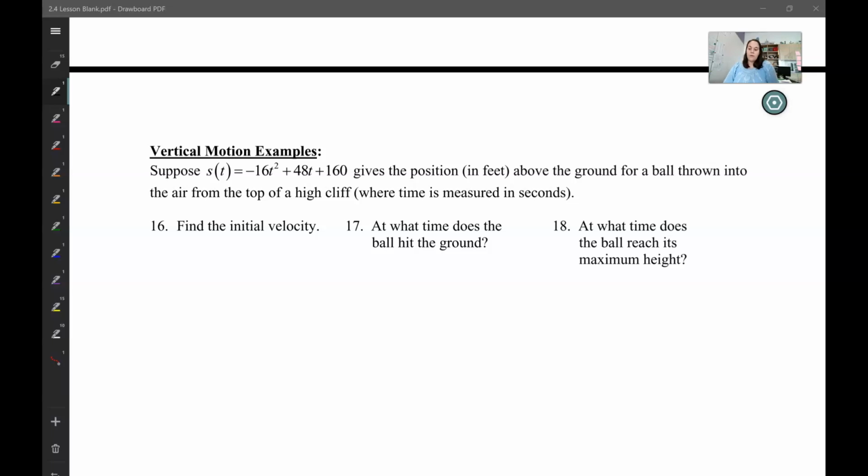Okay, last video for 2.4. We're doing vertical motion. So instead of things traveling horizontally, we're now talking about things falling vertically.